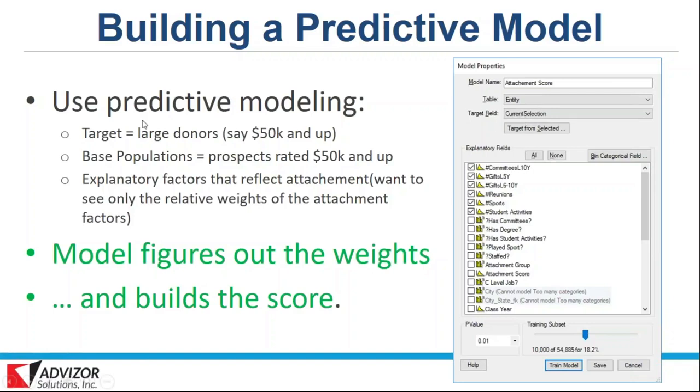It then will take the target, the people who have given, and compare it to everybody else, all of those who have the capacity to give. And then there's a set of factors that have been created, which you check off, and then it runs.